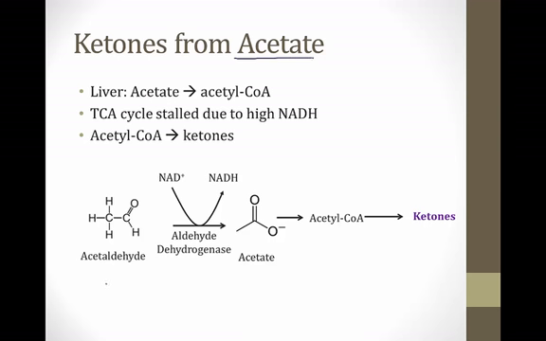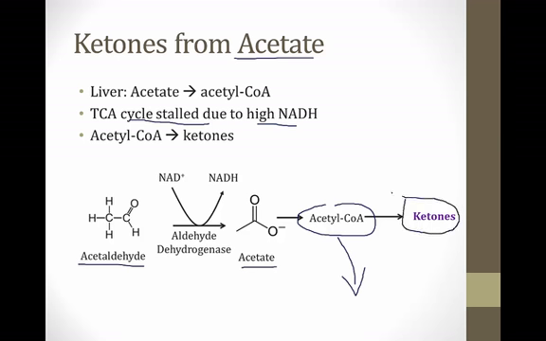Recall that I told you that ethanol is metabolized into acetaldehyde, and then acetaldehyde is metabolized into acetate. Well, in the liver, acetate can be converted into acetyl-CoA, and as I told you before, the TCA cycle is stalled from high NADH, so the acetyl-CoA cannot enter the TCA cycle as it normally would. This favors the conversion of acetyl-CoA into ketones, and this is another mechanism by which you develop ketosis in alcoholism.